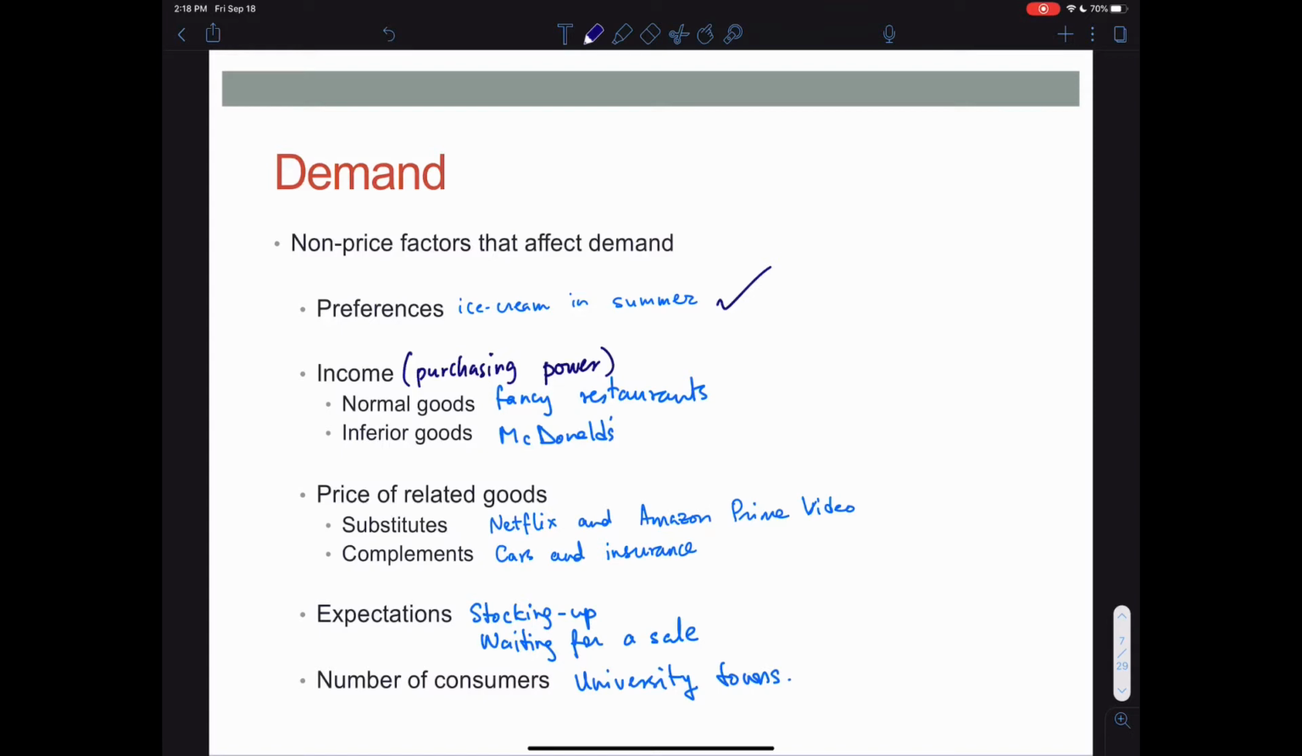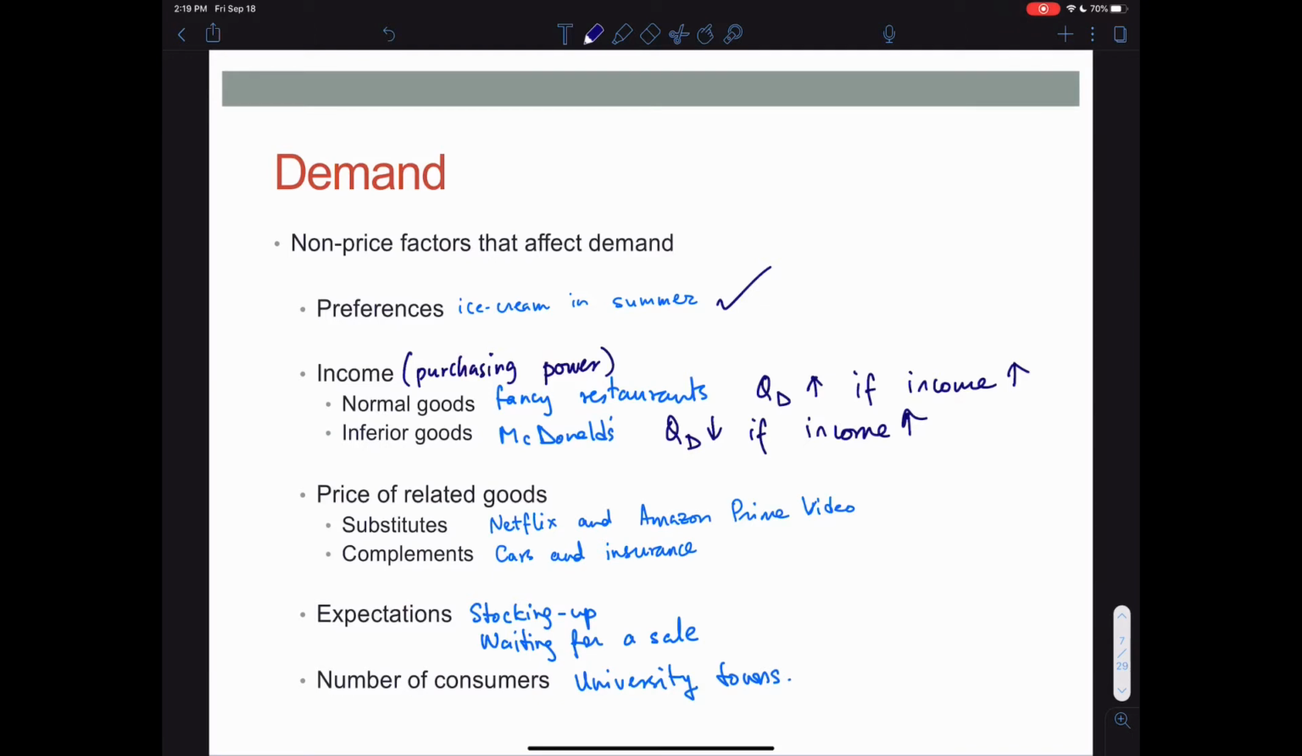So normal goods are goods for which our quantity demanded increases if our income increases. So an example would be meals at fancy restaurants. We tend to go more and have these experiences more if our income goes up. Inferior goods are goods for which if income goes up, quantity demanded falls. And an example could be meals at McDonald's.